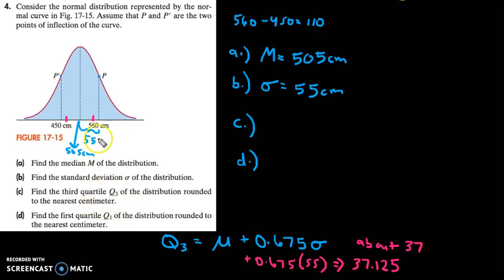Okay, so if the middle's 505, and to get to Q3, and so this is where the mean comes into the formula, the mean, or the middle, is 505. If one standard deviation is 55, I'm taking not quite a whole one, but this 0.675 of a standard deviation. So I want to be about 37 above 505. So 505 plus 37 gives me 542.